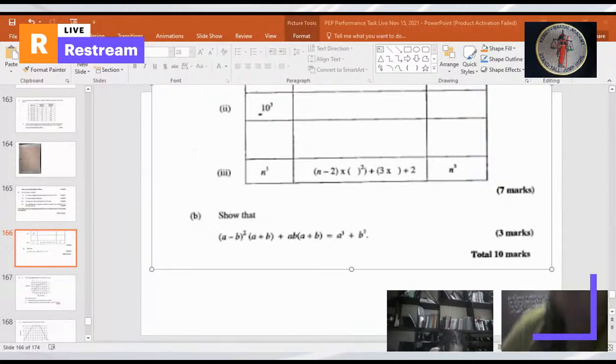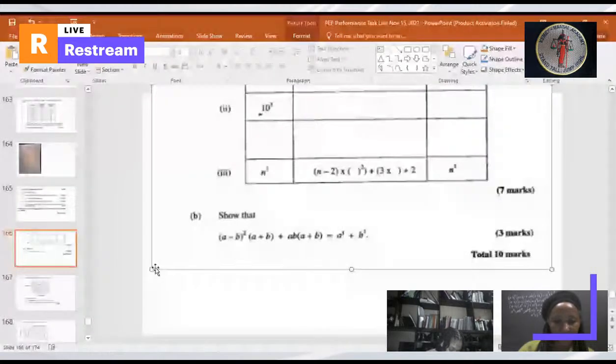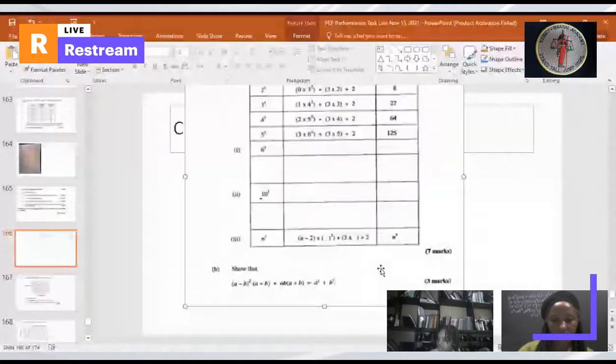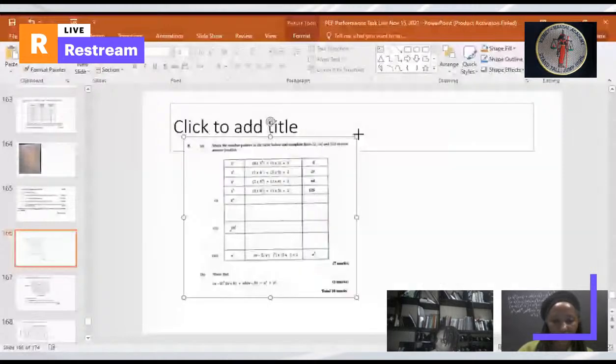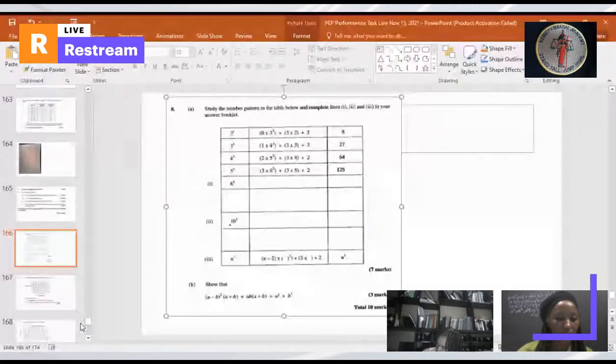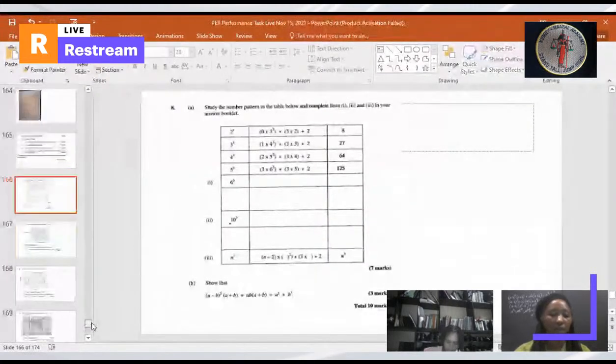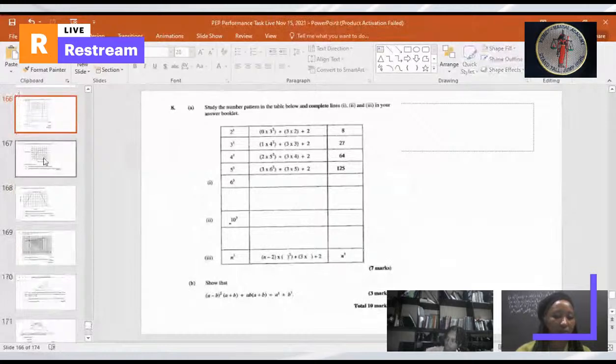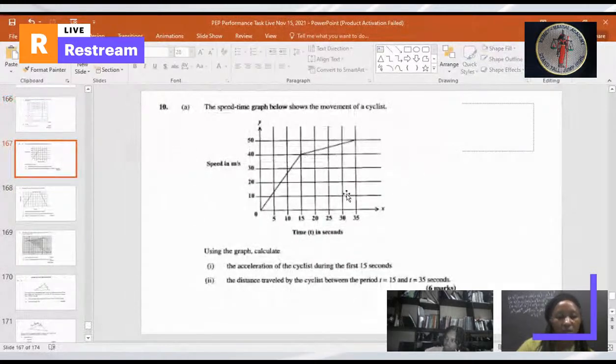All right, let me fix back my diagram. So that would have earned us 3 marks.